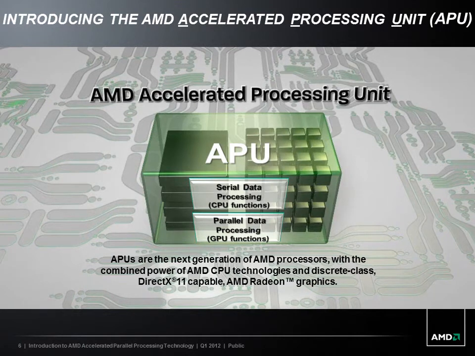Taking embedded computing to a higher level, APUs are the next generation of AMD processors. With the combined power of AMD CPU technologies and discrete-class DirectX 11 capable AMD Radeon graphics in a heterogeneous computing architecture. It's the best of both worlds. Their enhanced processing power and power efficiencies enable new levels of performance through parallel processing in small form factor and fanless embedded applications.